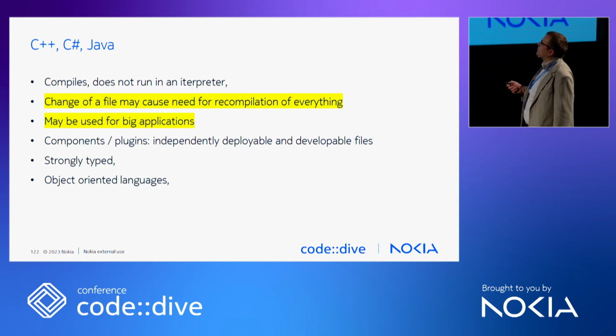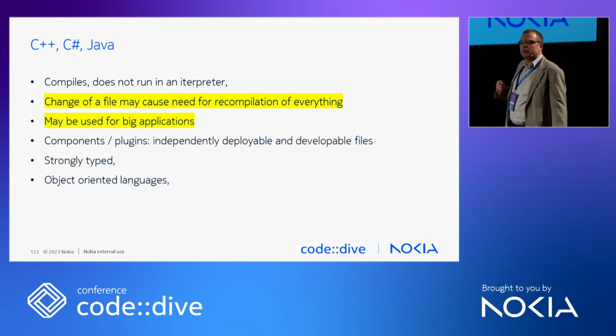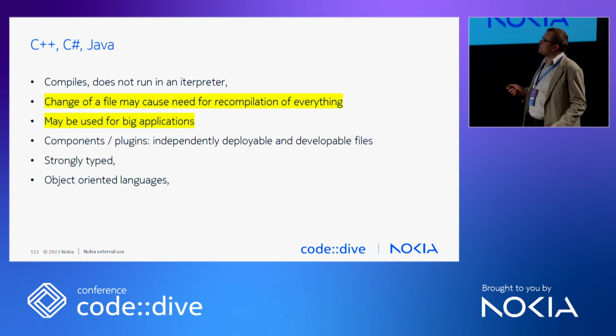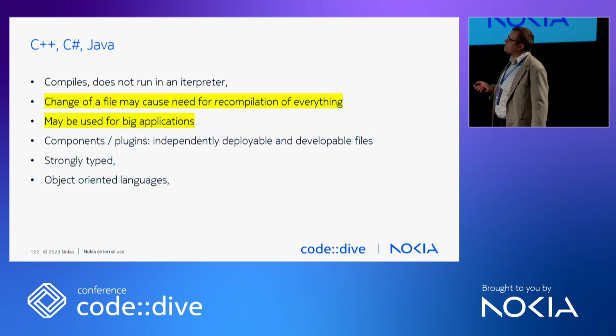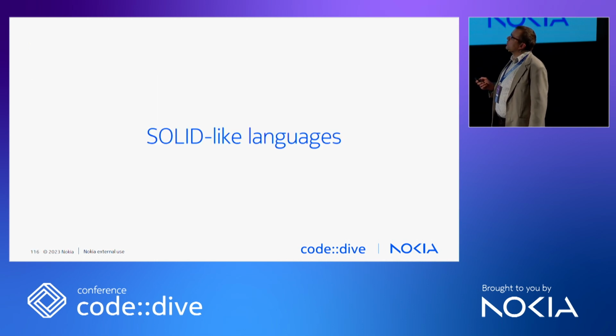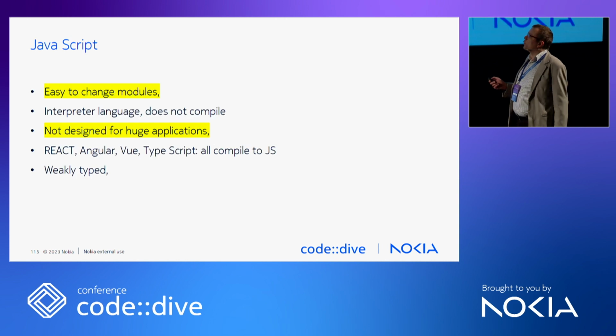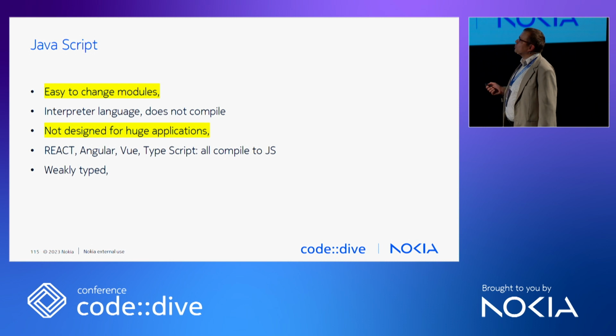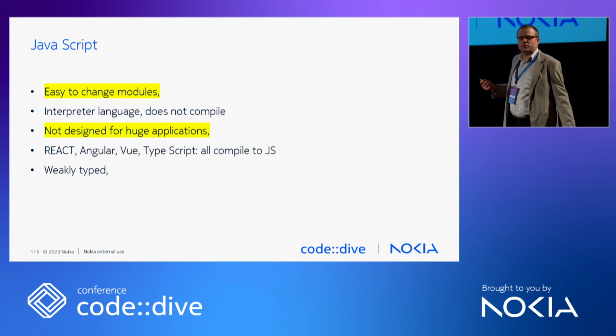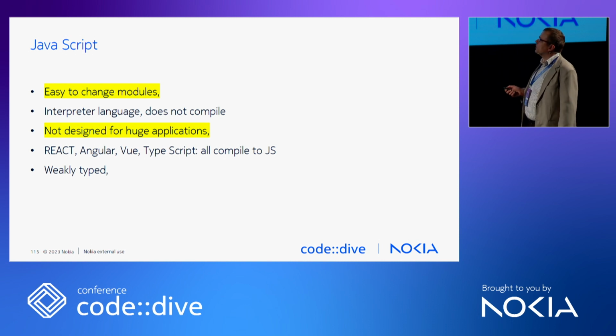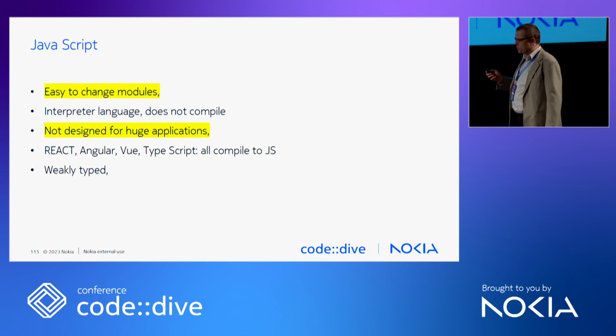A change to a single file may cause the need of recompilation and redeployment of everything. They may be used in bigger applications. They are plugin architectures, so there are easily switchable files. They are strongly typed and object-oriented, whereas non-solid-like languages, for me, have more easily changed modules, and may run in an interpreter. JavaScript was not designed for bigger applications. And there may be compilations, but this is not that relevant.